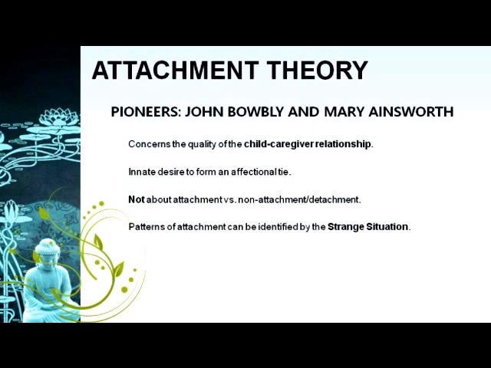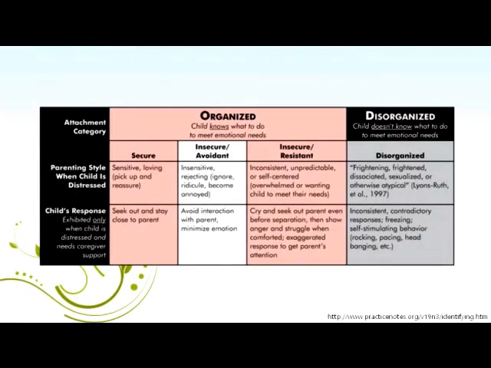Attachment theory is not about attachment versus non-attachment. It focuses on the pattern of attachment which can be identified by a simple laboratory test created by Mary Ainsworth called the strange situation for infants at the age of 1. Attachment is classified into two attachment patterns, organized and disorganized. If a parent is threatening or abusing, the child would develop fear of their parent while they are still attached to the parent. This leads to disorganized attachment because the same parent is the source of threat and comfort at the same time. Organized attachment is further classified as secure or insecure.